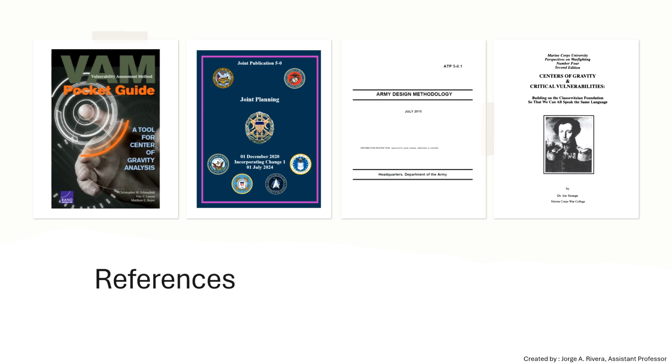Let's wrap up with the key resources that support center of gravity analysis. The VM Pocket Guide from RAND provides a practical approach for identifying critical vulnerabilities. Joint Publication 5.0 explains how COG analysis supports joint planning and operational design. ATP 5.0.1, Army Design Methodology, connects COG analysis to problem framing and solution development. And Dr. Joe Strange's work provides the foundational model we've used throughout, linking capabilities, requirements, and vulnerabilities. These references anchor both the doctrine and the practice of operational design.